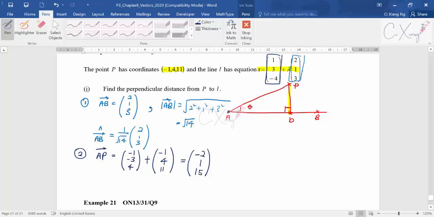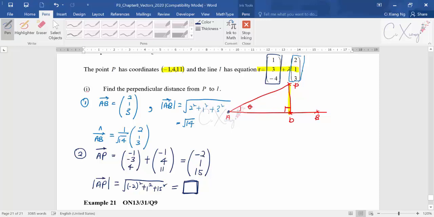Okay, then next one, what you need to find? You need to find out the modulus of AC. So the modulus of AC, you should have -2 square plus 1 square plus 15 square. Yeah, all right, so what is the answer that you get? I don't know. I didn't try to find out the final answer here, so it is a value here. Okay, I put it as a square. All right, so this is the modulus of AC.